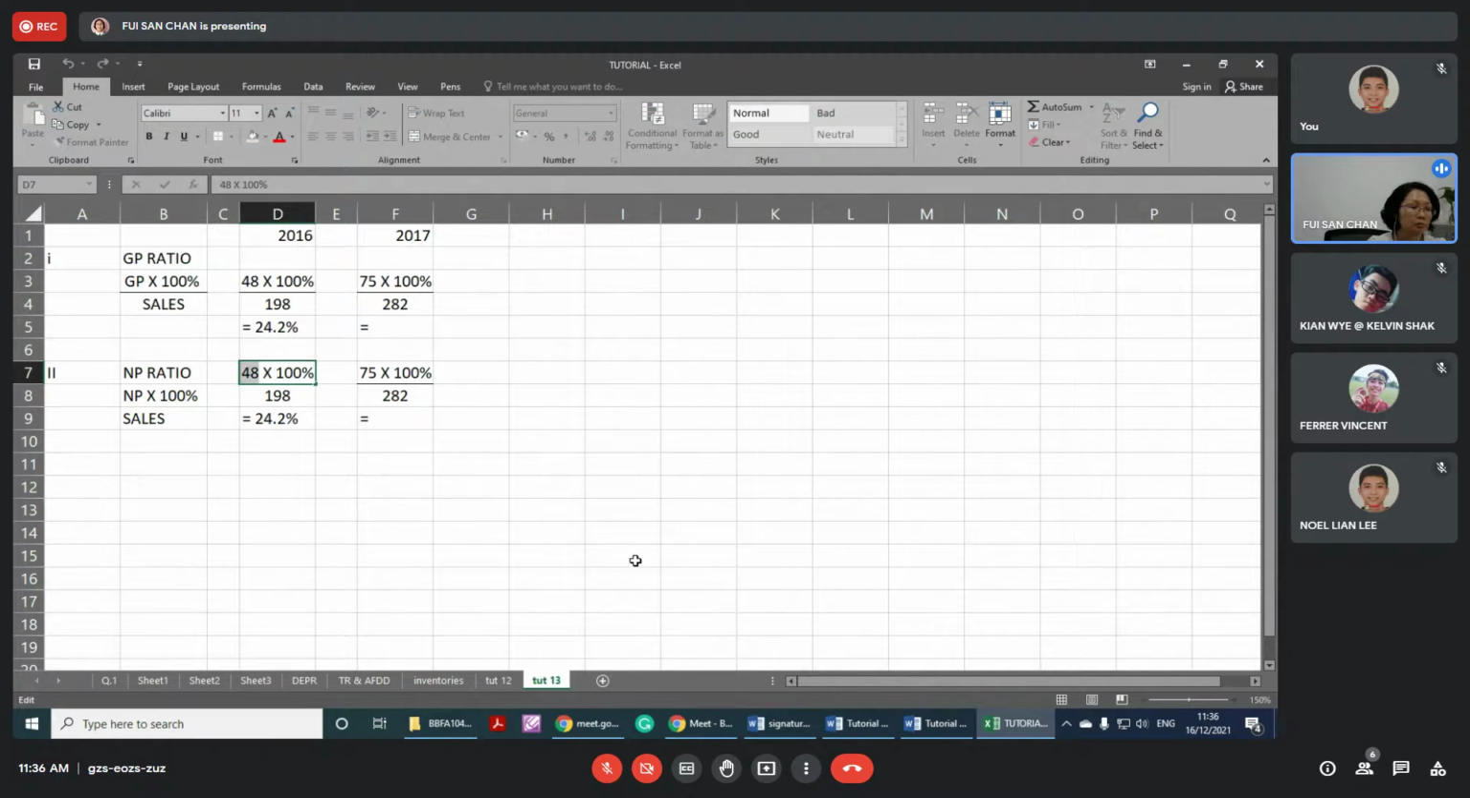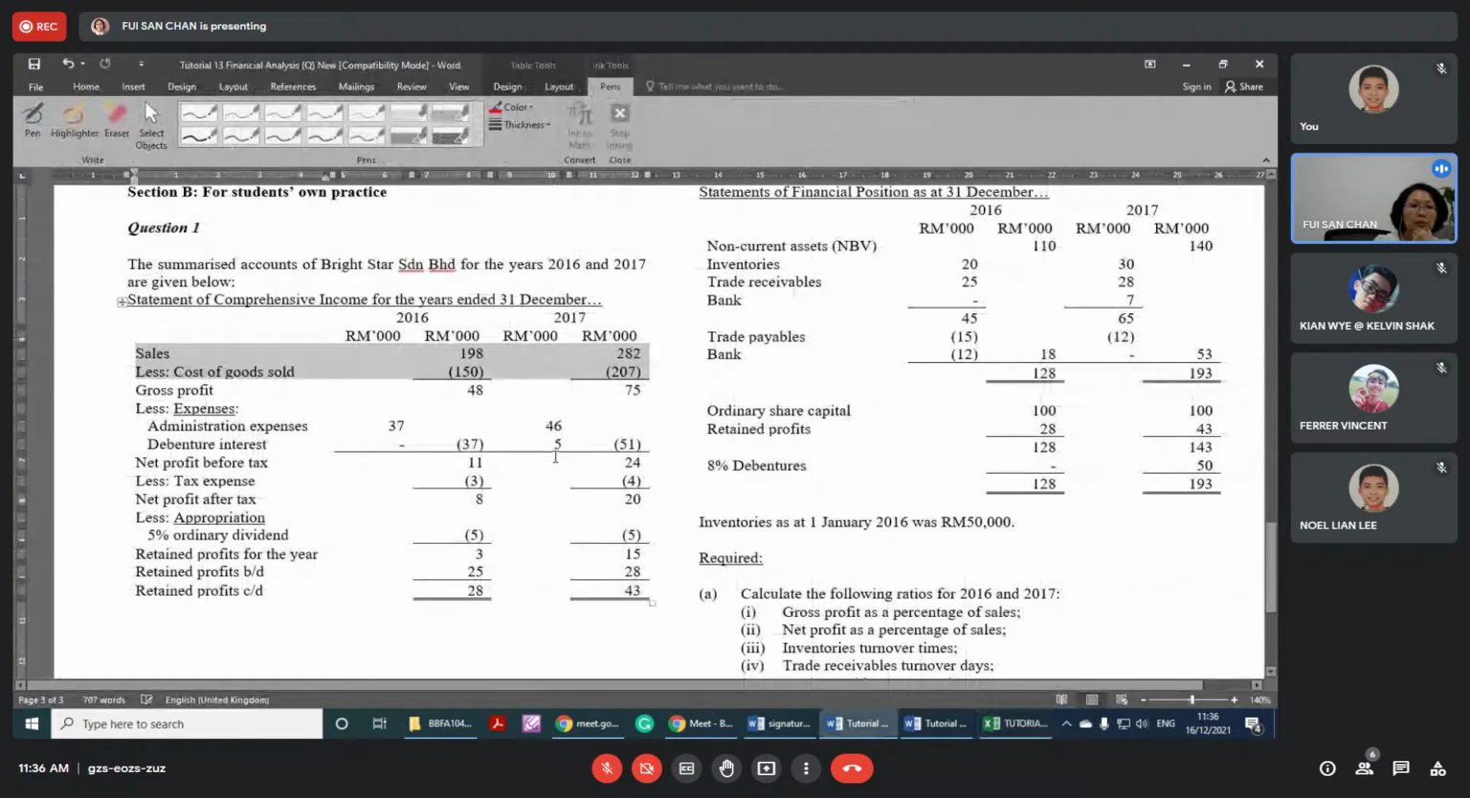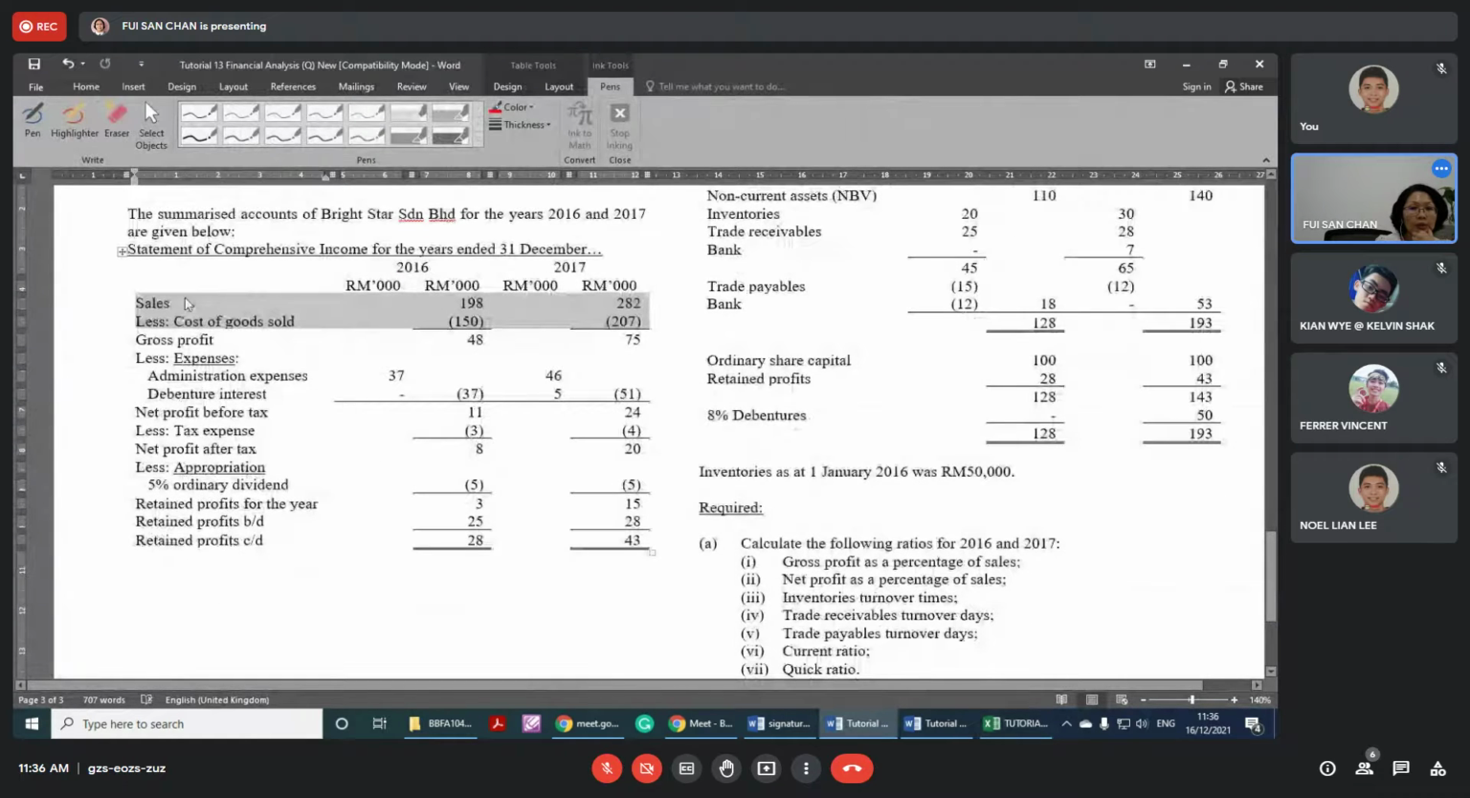So how much is our net profit? Net profit is basically, this one's slightly complicated. You look at this part here. Which one is your net profit? Net profit before tax or net profit after tax? What do you learn in your lecture note? The question did not say whether to use before tax or after tax. So which net profit are you supposed to use?